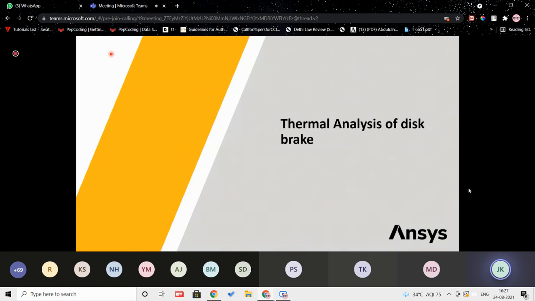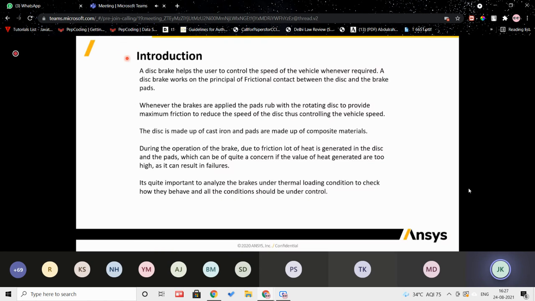So static simulation is not always limited to applying forces and moments, but sometimes, especially for brake type components, you need to study the thermal effects also, or else you may end up with a wrong conclusion, right? So you are already aware of this material, like the disc brake which you have.